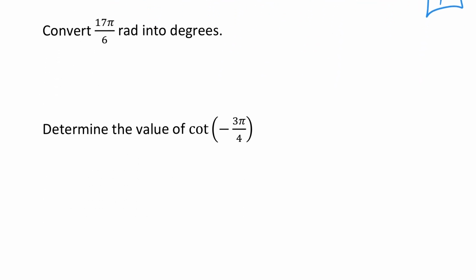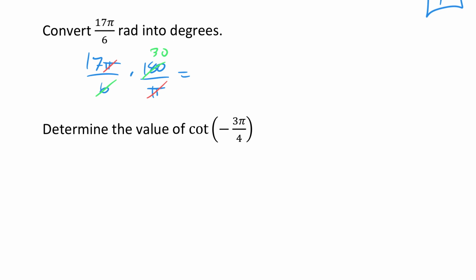How about 17 pi over 6 converted into degrees? Well, you take the 17 pi over 6, you multiply by 180, and you divide by pi. Now again, we want to cancel those pi's right away because we don't want to carry those any longer than we have to. And the 6 can actually simplify with the 180 because 6 goes into 180 an even number of times. So you can reduce it to just a 30.